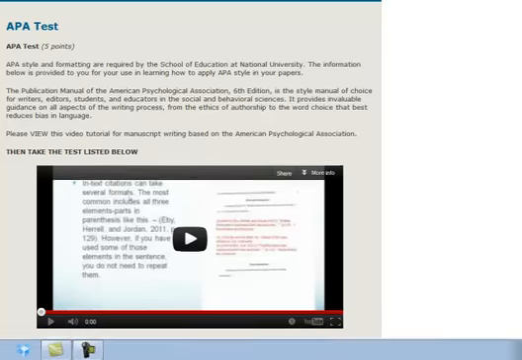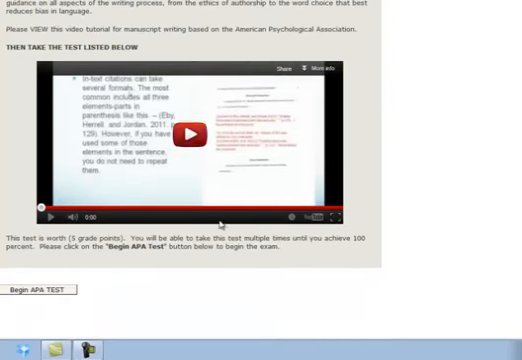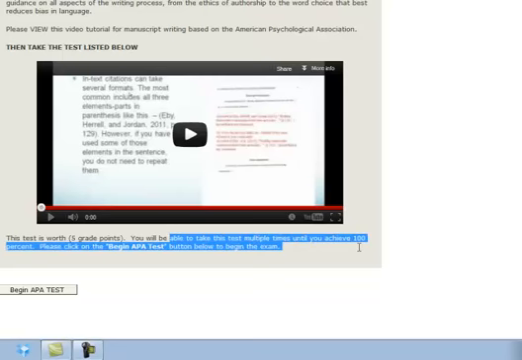And the test is a master relearning concept where they keep working on it until they get 100%. And that's actually an insurance policy that their papers are going to have the proper formatting in my course.